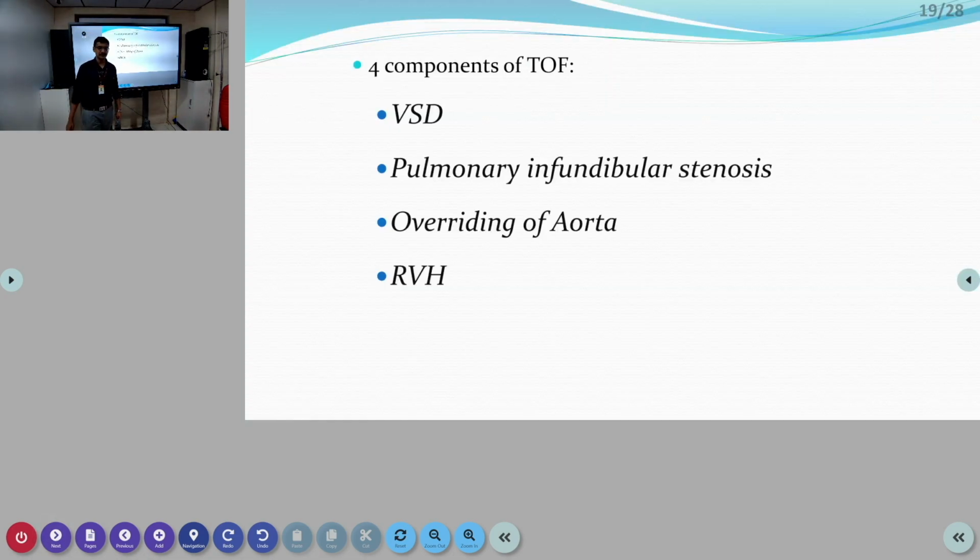Now, the most important thing is, before you deal with the TOF case, you should know what the four components are. The four components of the TOF case are a VSD, ventricular septal defect; overriding of the aorta, that is, the aorta overrides the septum so that it almost acts like a common vessel for both the right ventricle and the left ventricle; pulmonary infundibular stenosis, because of the overriding of the aorta; and right ventricular hypertrophy.